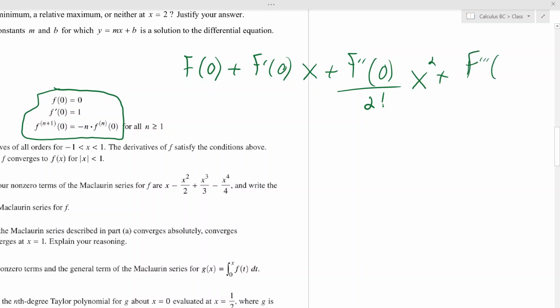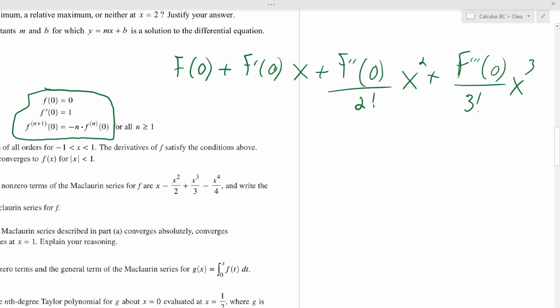f triple prime at 0 over 3 factorial x cubed. And we can go further than that if we need to. Let's just see what we got. We're going to need to because they want the first 4 terms, and f of 0 is 0, right? So 0 plus f prime of 0 is 1 times x.